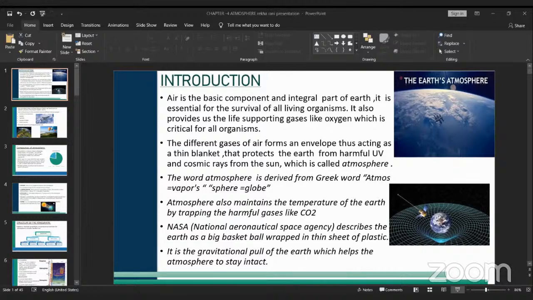In the introduction part, we learned that air is a basic component of the Earth's surface, and it forms the important component of the atmosphere. It has important gases like oxygen, carbon dioxide, nitrogen, argon, and other gases. Oxygen and nitrogen are the important gases. Nitrogen forms the largest part of the atmosphere, and oxygen is important for life survival on the earth.